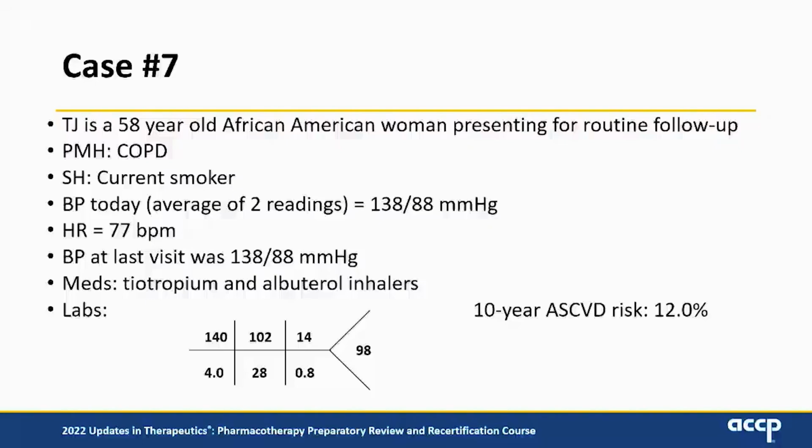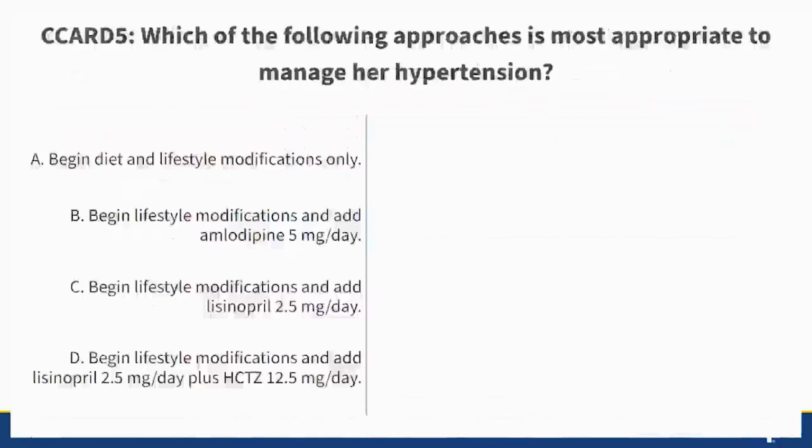So you calculate her 10-year ASCVD risk and find it to be 12%. Which of the following approaches is going to be most appropriate for managing her hypertension?